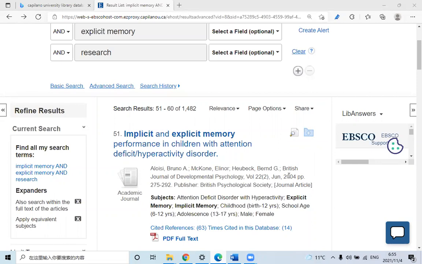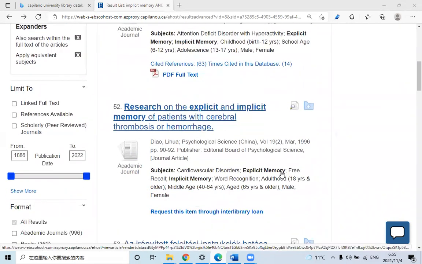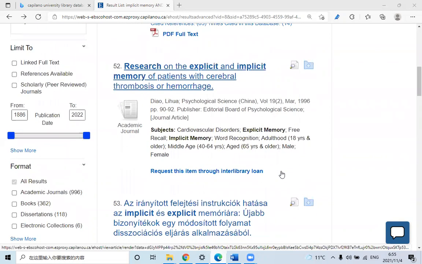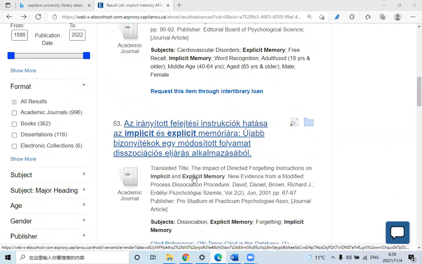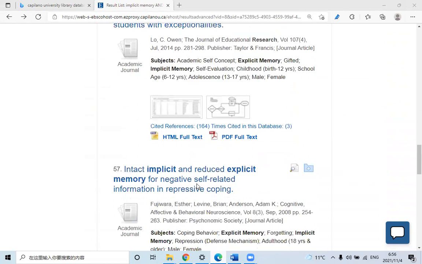Now I found one relevant article. This article explains the different ways you can measure implicit memory versus explicit memory. This will be one of the articles I will include in my writing assignment. And you can scroll down, look into the database, and find another one.